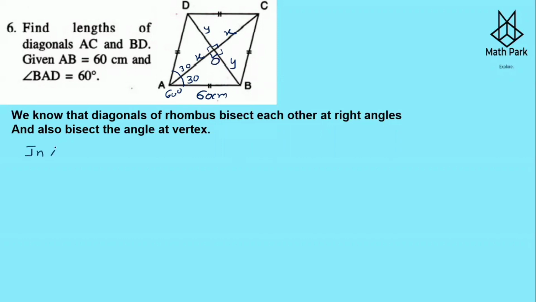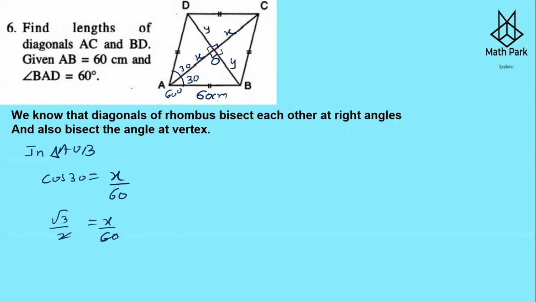So in triangle AOB, we will be using, this is 90 degrees, so this is the hypotenuse. So we will find the adjacent. So we have cos 30 degrees is equal to adjacent, which is x, upon hypotenuse, which is 60. The cos 30 is root 3 by 2, which is equal to x upon 60.